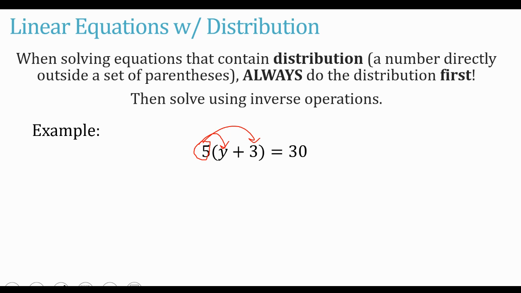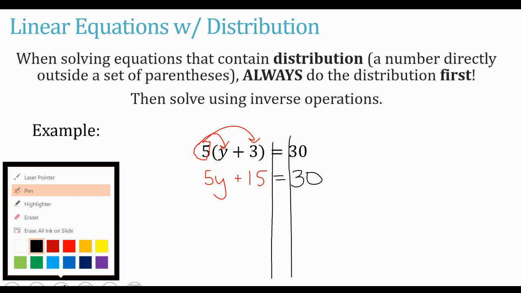So 5 times y is just 5y. You write them right next to each other. And then 5 times 3 gives us a positive 15. Now, we don't distribute to that 30 because it's not inside the parentheses. You only distribute to what's inside the parentheses. Oh, and I forgot to write my train tracks because I always like to start off like that. And now we just have a regular two-step equation that we have to solve by using inverse operations.